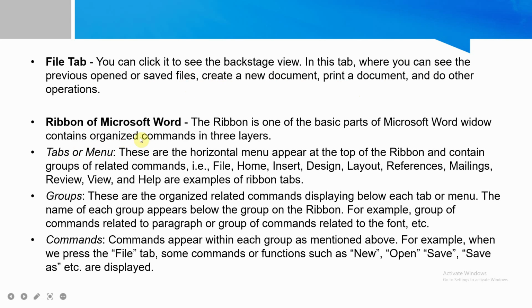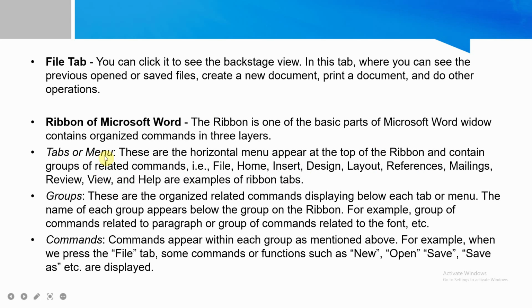So the ribbon of MS Word is the basic part of the MS Word window, which contains the organized commands on three layers. These layers are the tabs or menu, the groups, and the commands. The tabs or menu are the horizontal menu that appears at the top of the ribbon and contains groups of related commands, i.e. Home, Insert, Design, Layout, up to Help. These are examples of ribbon tabs.